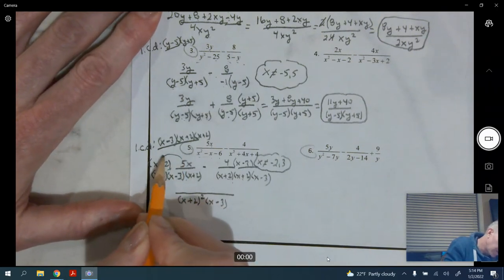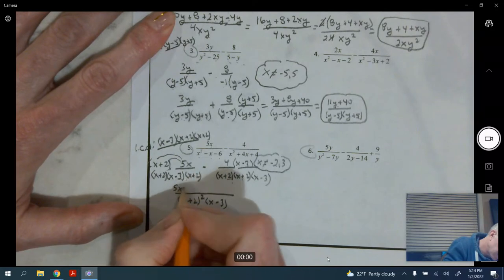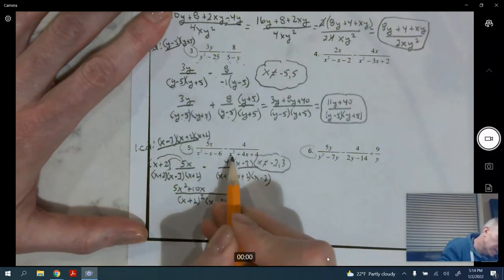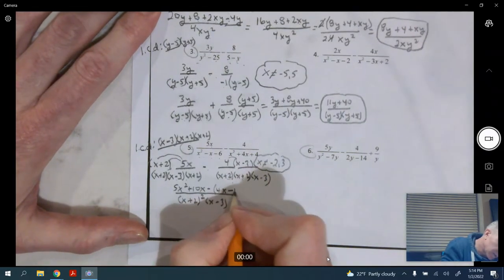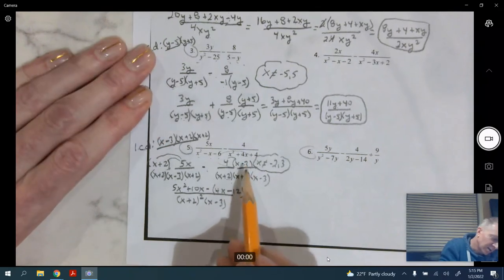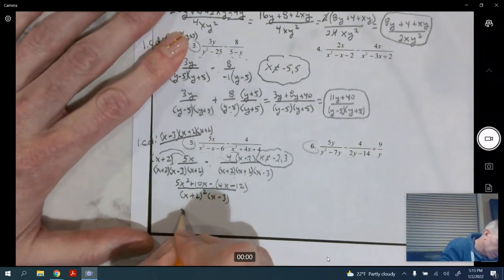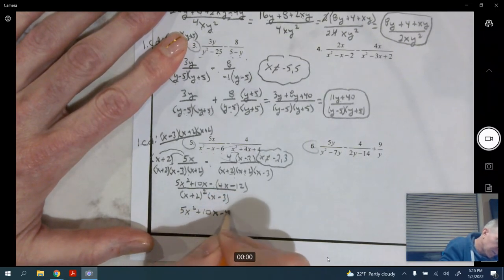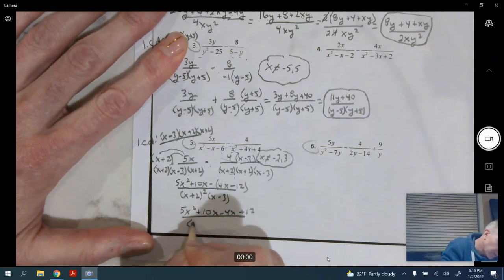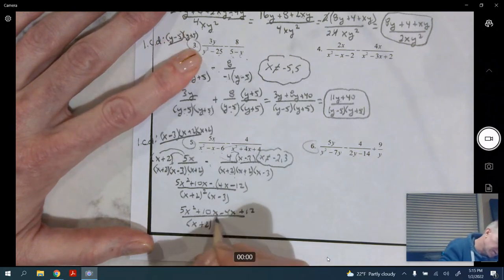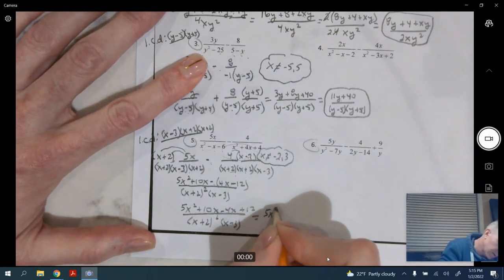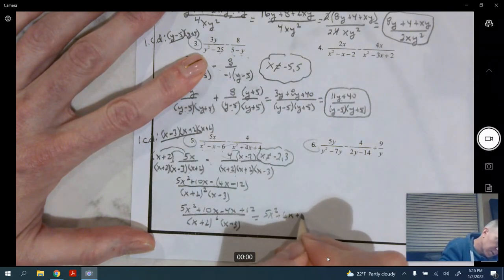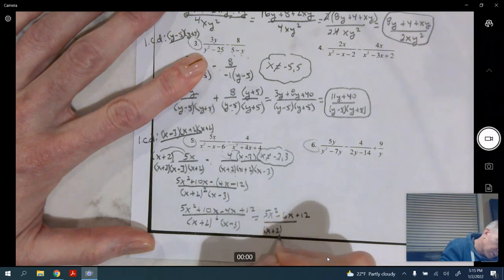Now, when we distribute this, that's going to be 5x squared plus 10x. And then this is going to be minus 4x, so minus the quantity 4x minus 12. Be careful with that because we're subtracting this entire thing, 4x minus 12, so that has to distribute. So we've got 5x squared plus 10x minus 4x plus 12 over x plus 2 squared times x minus 3. And simplify, we're going to get 5x squared plus 6x plus 12 over x plus 2 squared times x minus 3.